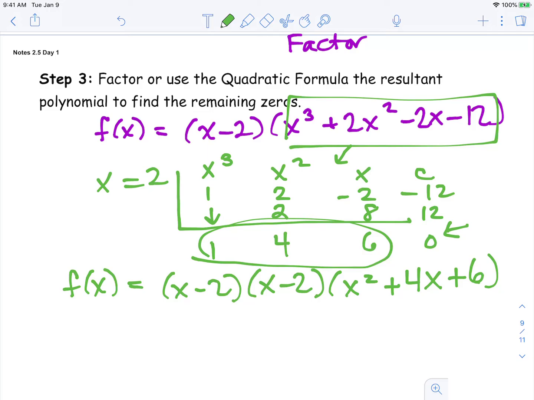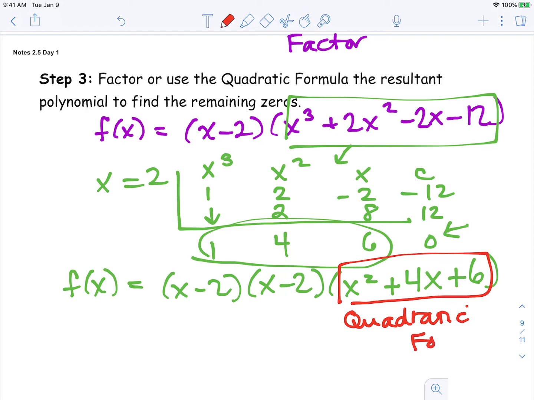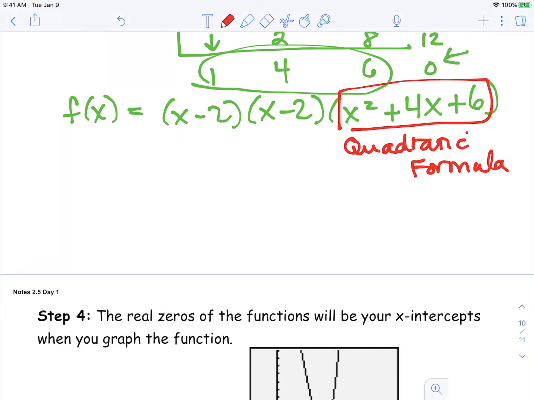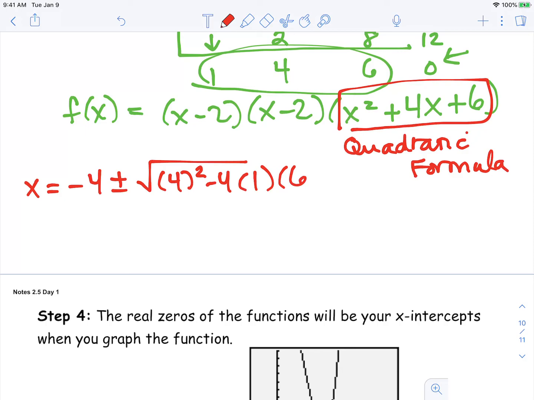Now in that quadratic, we have 2 zeros left. We either have to factor or use the quadratic formula. So in this problem, we have to use the quadratic formula because it's not factorable. So we need to find those last 2 zeros. So we'll say x equals -b plus or minus the square root of b squared minus 4ac all over 2a.